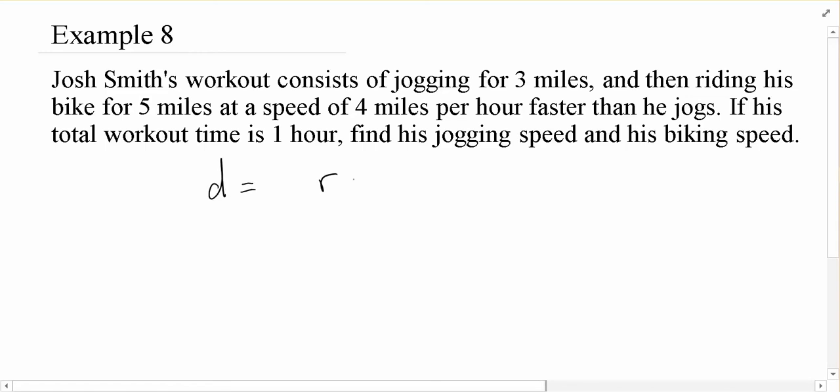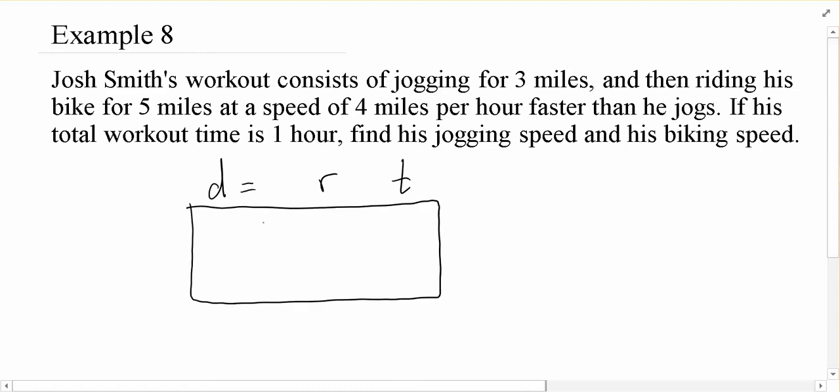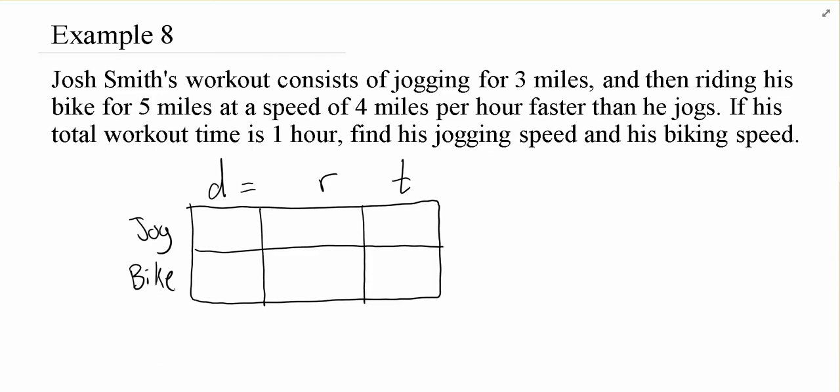As I look at distance equals rate times time, and I create this box for organizing my information, I have two situations: the jogging situation and the biking situation. I'm going to jot down some information about each. For jogging, we're jogging for 3 miles. Miles measure distance, so I'm going to put 3 in for my jogging distance. And then he rides his bike for 5 miles. Also with the bike, miles is distance. So those are values that we just straight up know.